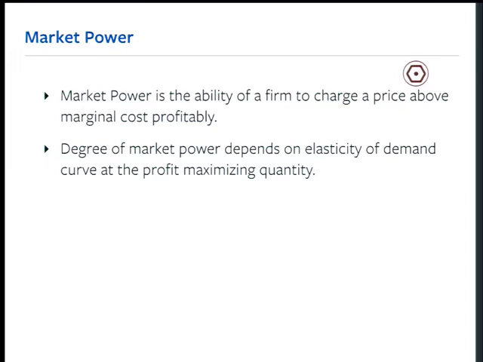So the degree of market power, meaning how much monopolists in our case, but you could also think about duopolists and other types of firms, are able to raise their price above marginal cost, fully depends on the elasticity of the demand curve at the profit maximizing quantity. So if you're facing two markets, one has a relatively inelastic and one has a relatively elastic demand curve, the monopolist is going to be able to exercise much more market power in the market that has a relatively inelastic demand curve compared to one that has a more elastic demand curve.